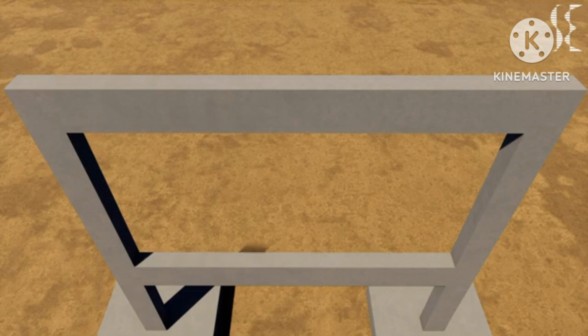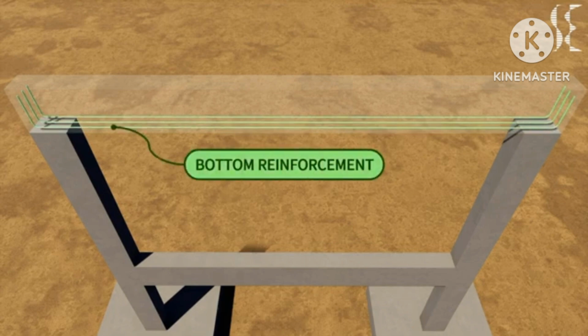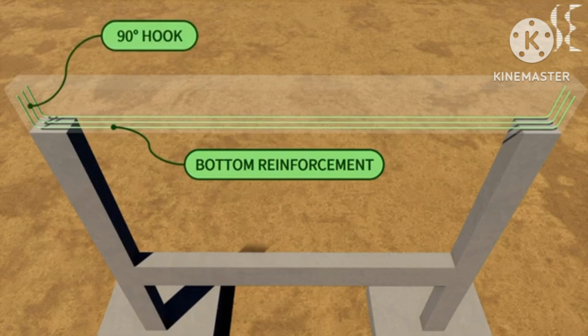First, we will see the reinforcement distribution in a single span beam, and later we will have a look at multi-span or continuous beam. In a single span beam, first we have bottom reinforcement, which resists the beam from bending stresses. They also resist the tension cracks which occur at the bottom of the beam since concrete is weak in tension. They run from column to column and have a 90-degree hook at the ends to provide sufficient anchorage.